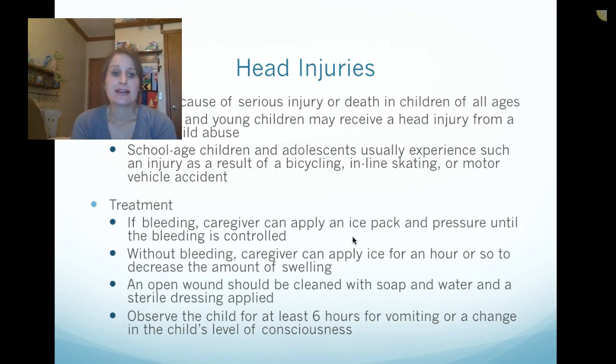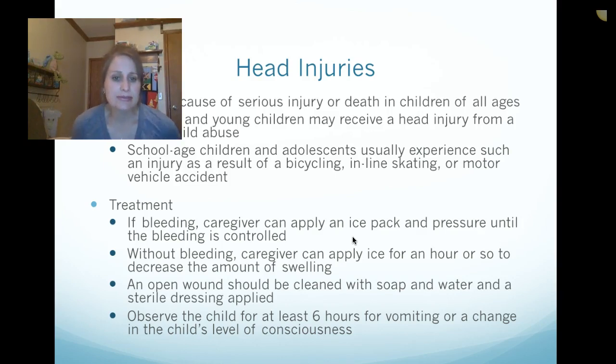With head injuries, a lot of times parents get very scared, and of course that's understandable. It is a significant cause of serious injury or death in children of all ages. Toddlers and young children may receive a head injury from a fall or from child abuse. School-age children and adolescents usually experience such an injury as a result of bicycling, inline skating, or motor vehicle accidents. So we have to monitor the stories and make sure there isn't any foul play, any kind of child abuse that we're worried about.